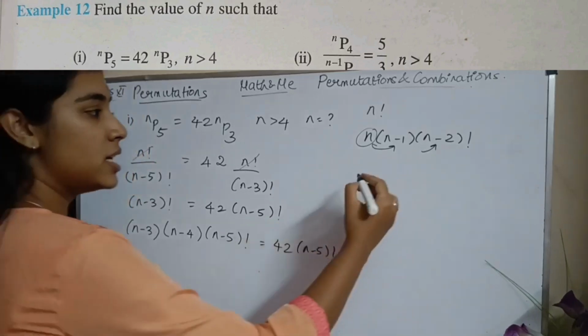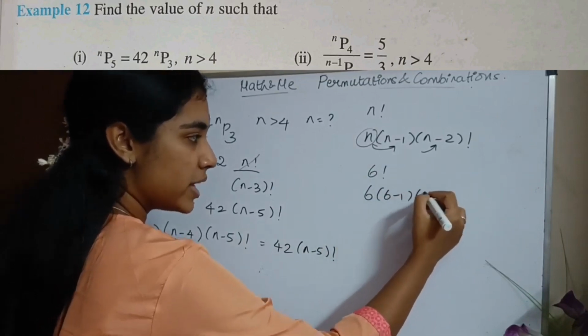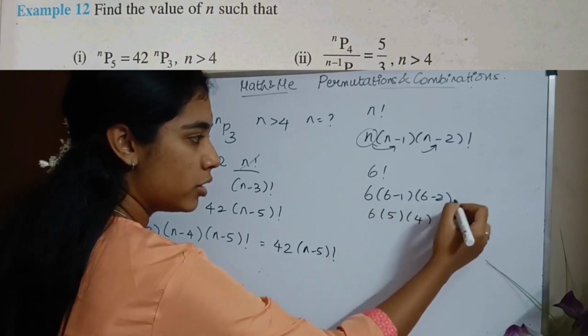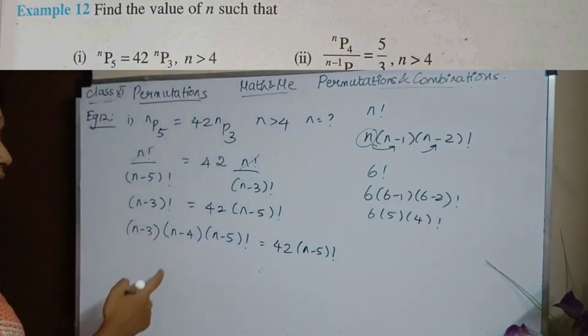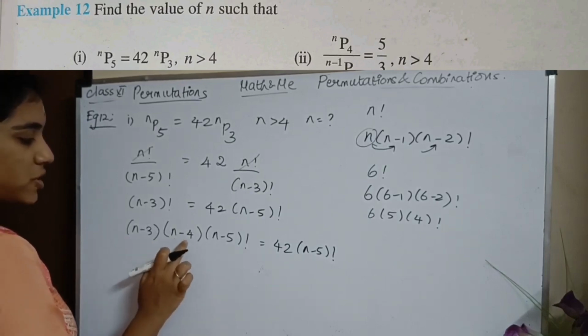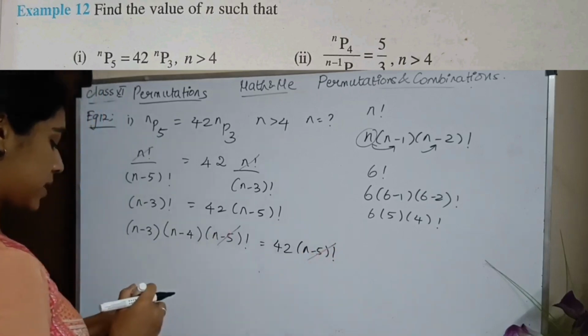Did you understand what I did here? For example, if you have 6 factorial, I'll do 6 into 6 minus 1 into 6 minus 2, right? So it will be 6 into 5 into 4 factorial. Okay, that is what I did here. So n minus 3 can be written as n minus 3, then n minus 3 minus 1 gives n minus 4, and minus 1 gives n minus 5. Okay, so the n minus 5 and the n minus 5 factorial will get cancelled.